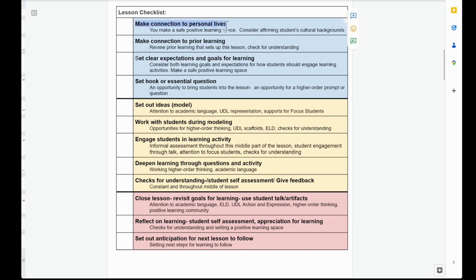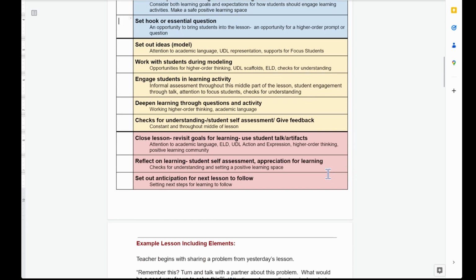I follow with the lesson plan frame, beginning, body of the lesson, closure, and I describe things that should happen in the lesson at different points. So starting the lesson by making a connection with your kids and their personal lives, prior learning, setting expectations, hook or essential question. You can see the body of the lesson, setting out ideas, working with students during modeling, engaging students in learning activity, deepening their learning through questions and activity, checks for understanding, and then closing the lesson by revisiting the goals for the learning, and reflecting on the learning with the students about how well they did for themselves, and then setting out steps for the next lesson.